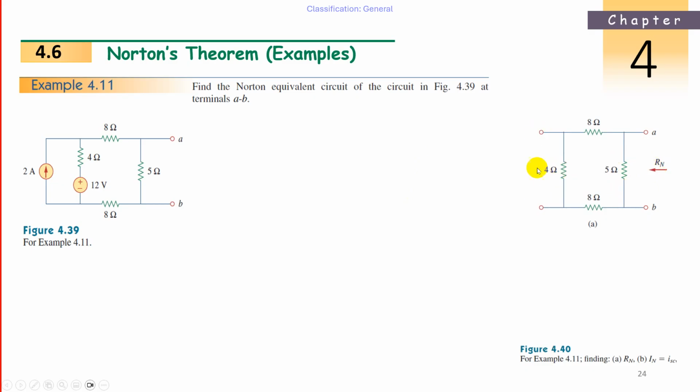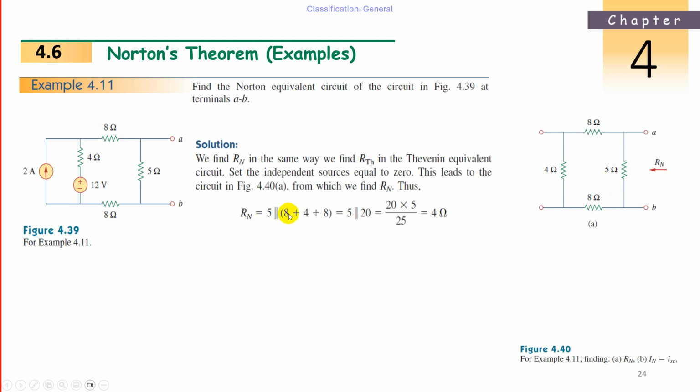See, open circuit this 2 amperes and short circuit these two. Then the circuit will be like this. 8, 4, and 8 will be in series. The 5 ohm is in parallel. Then this 20 and 5 are in parallel, 20 into 5 by 25. Then 4 ohms is your equivalent resistance R_N, which is equal to R Thevenin.